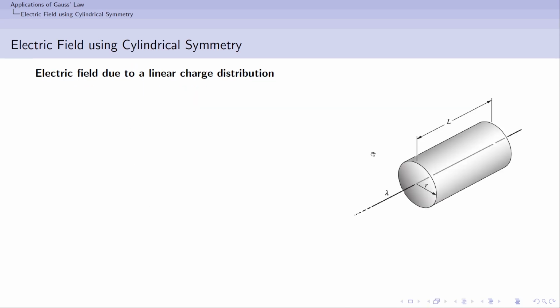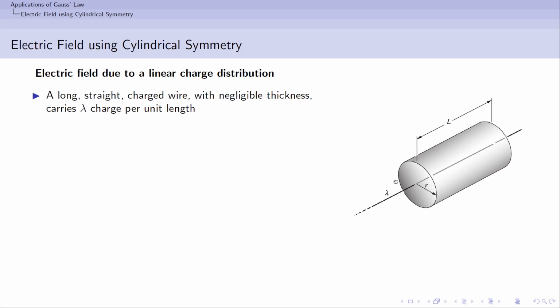Now, electric field due to a line charge distribution, a linear charge distribution. What I consider here is a straight charged wire whose thickness is negligible. Wires whose thickness is negligible are termed filamentary wires. So we have a filamentary wire which is charged, and it carries a uniform charge density. The charge density is lambda, which is the charge per unit length.